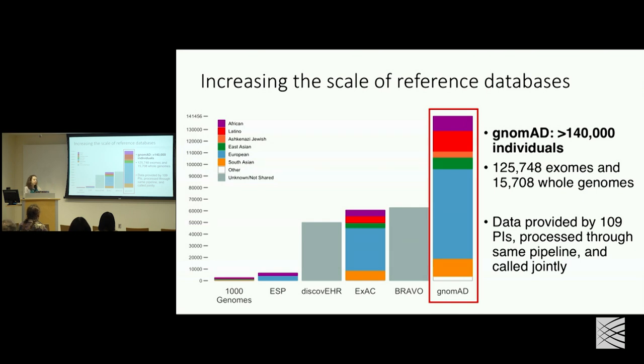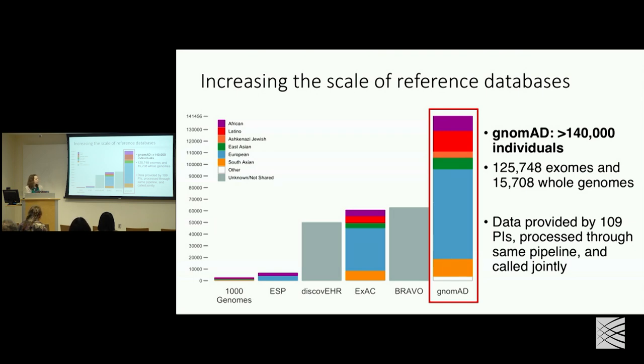ExAC, or the Exome Aggregation Consortium data set, was the largest publicly available data set. It was released in October 2014. This is work led by Daniel MacArthur's lab, which is who I work with. And so it was much more ancestrally diverse, and all exome data, about 60,000. Bravo is currently the largest whole genome data set that's publicly available. They have a site also that's worth checking out. It's through the TOPMed study funded by NHLBI.